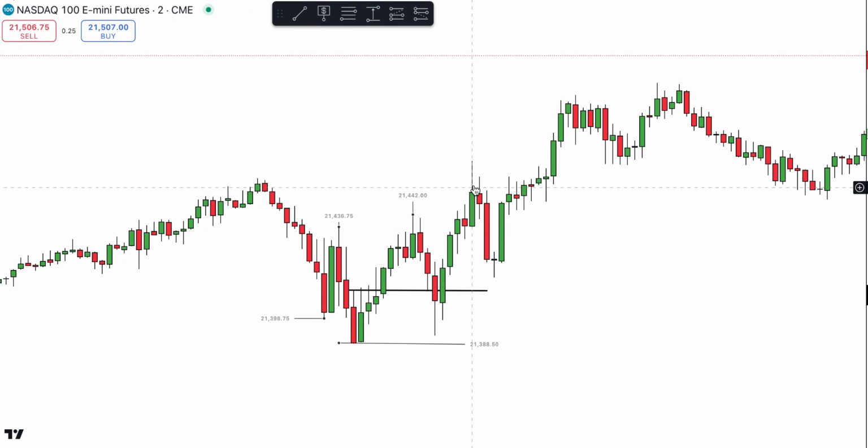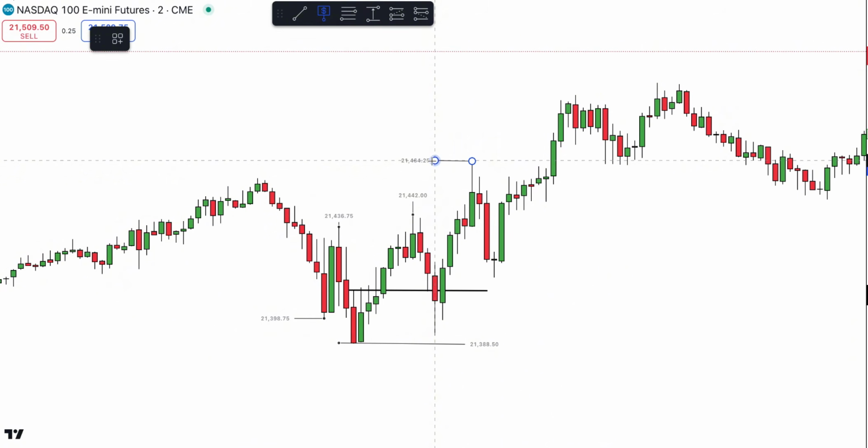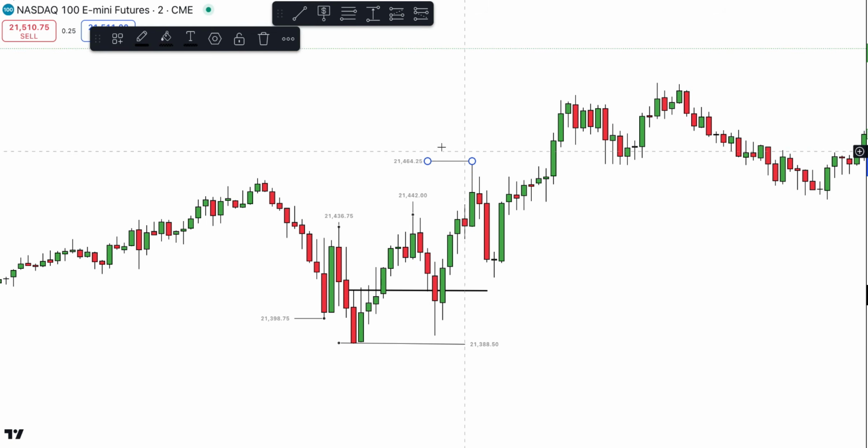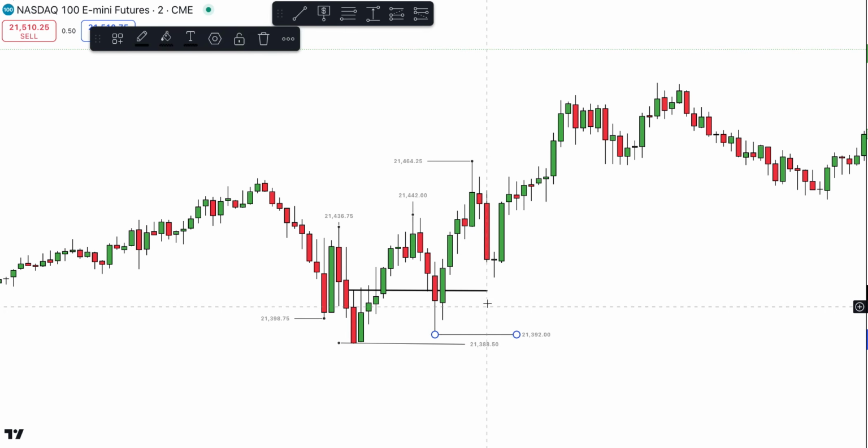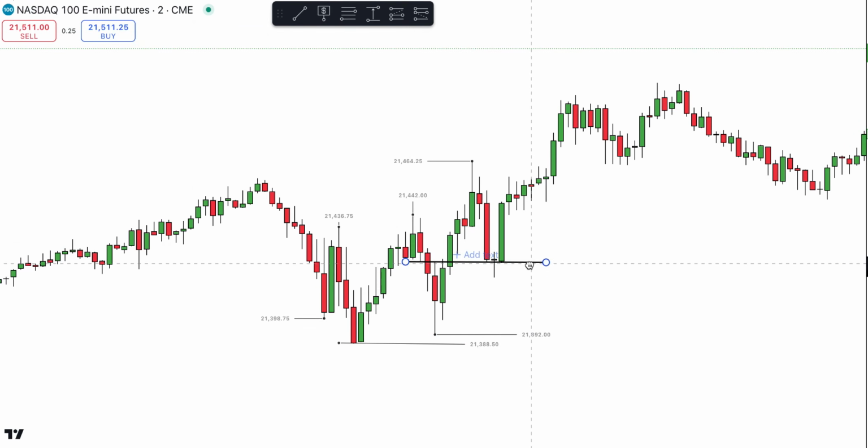And now that the market has created another high, let's watch this. Now you have a trending market, right? The market's going back in the uptrend. This now becomes another higher low. And then you continue the same process over and over.